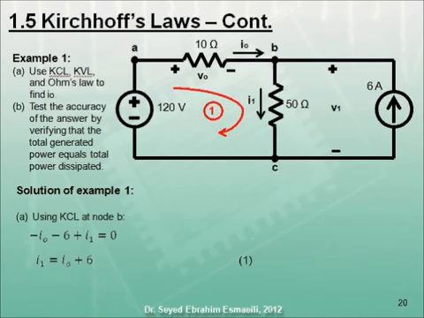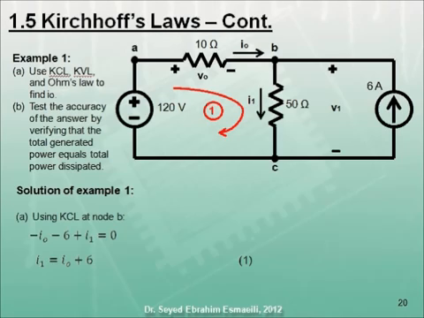The best way to understand Kirchhoff's laws and Ohm's law is through examples. In part A of example 1, we need to use KCL, KVL, and Ohm's law to find I0. In part B, we need to verify the accuracy of our answer by showing that the total generated power is equal to the total power dissipated.